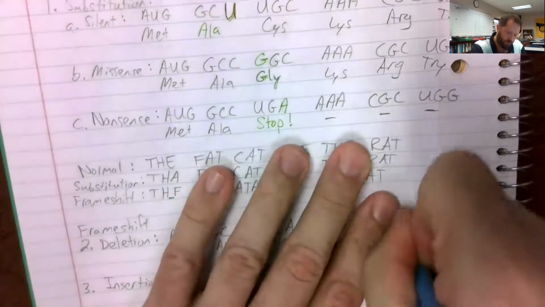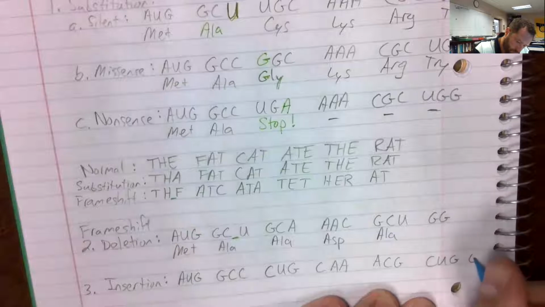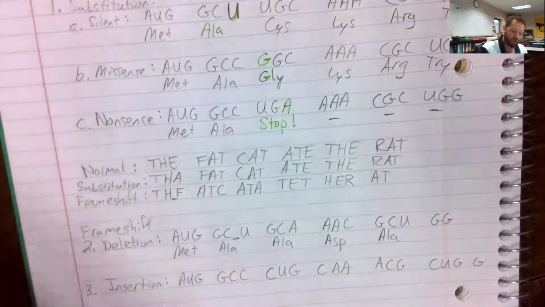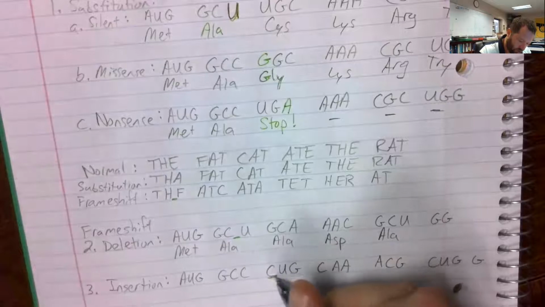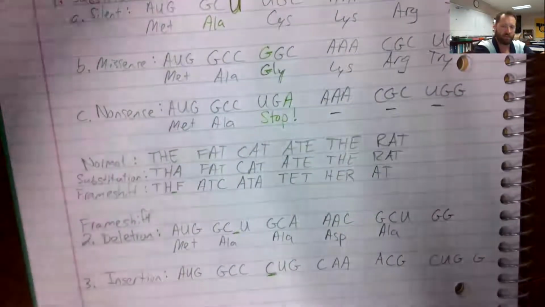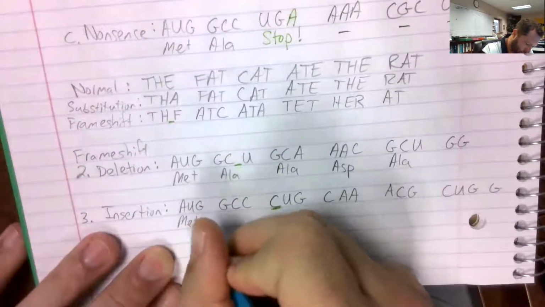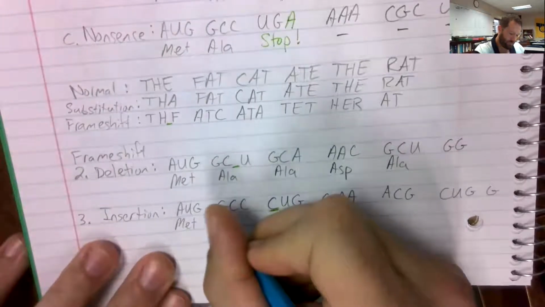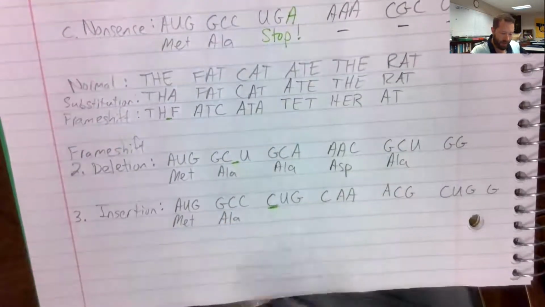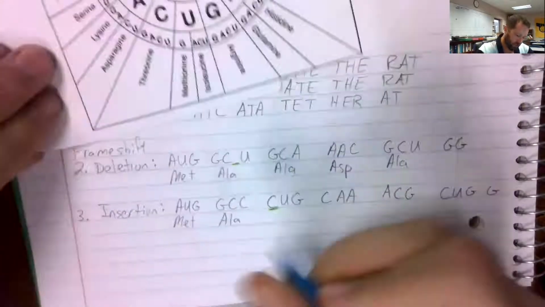Oops, 4 letters, not 3. So we've got an extra letter there that G was never there before, and now it is. And once again, that's going to mess up the entire protein. So the very beginning of it's okay, but after that, CUG, CUG, got leucine.